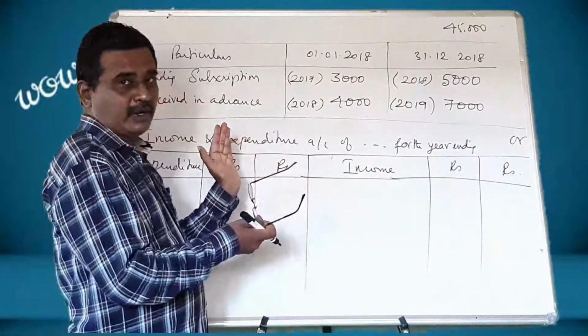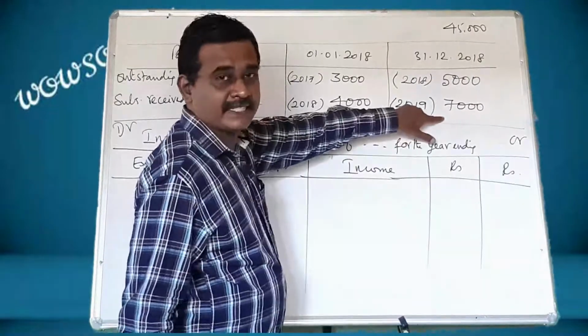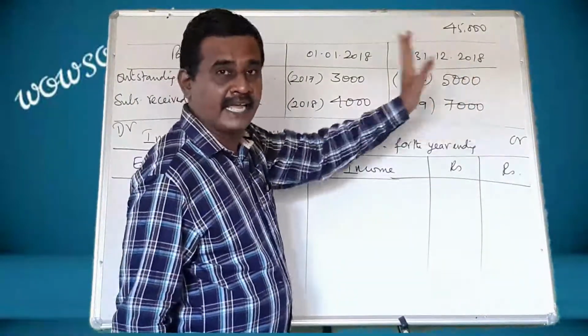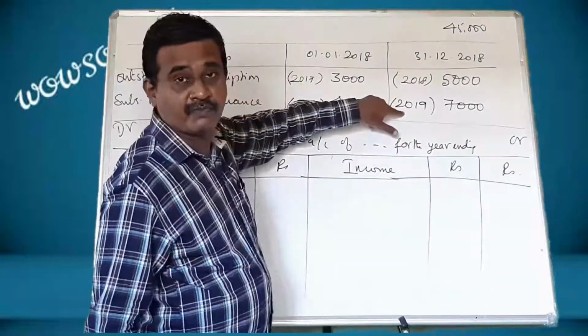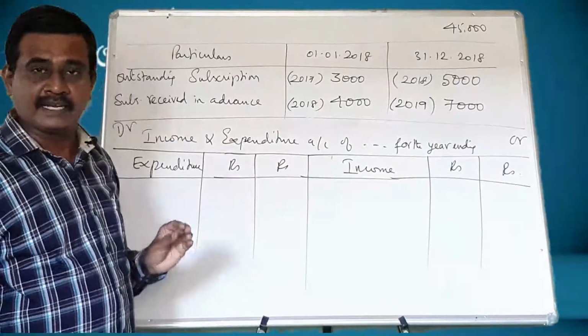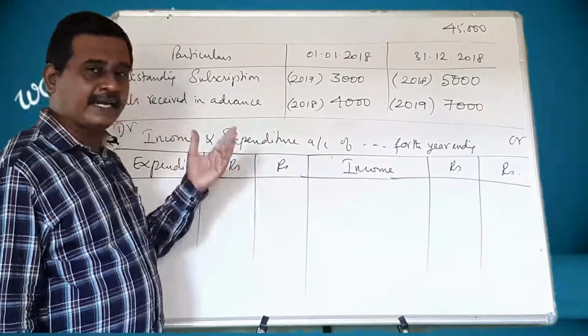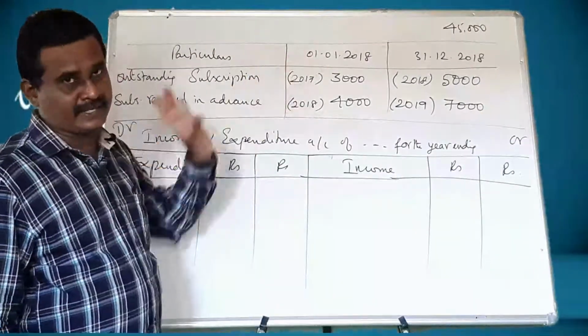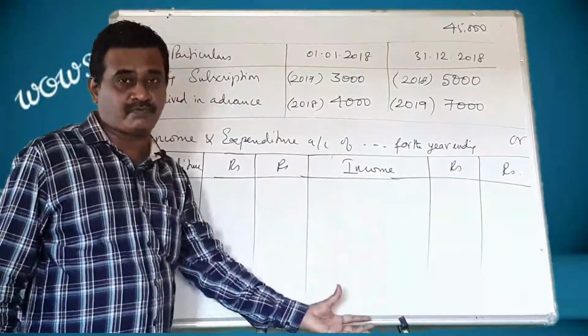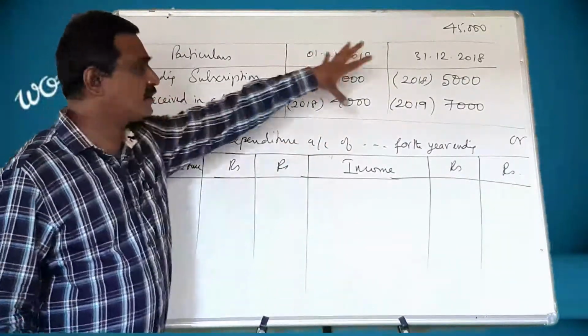Within brackets you have to write that this is received in advance, which means this amount was received earlier, and that amount is meant for the year 2019. You have to understand this very clearly. Again and again go through it and try to understand it. If you understand this, the calculation will be very easy.